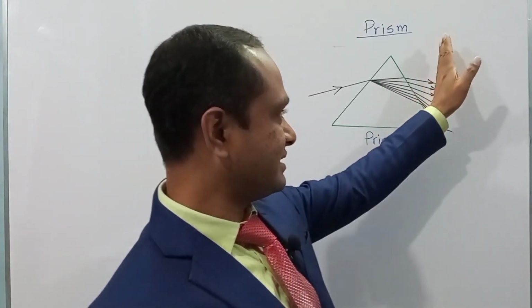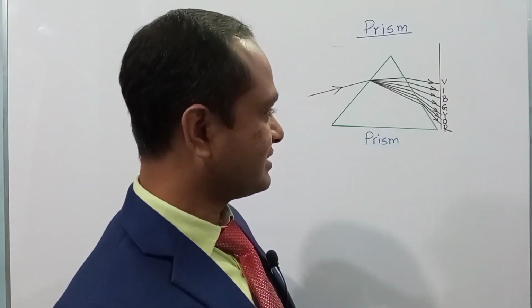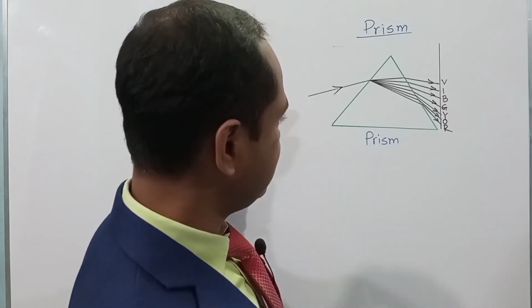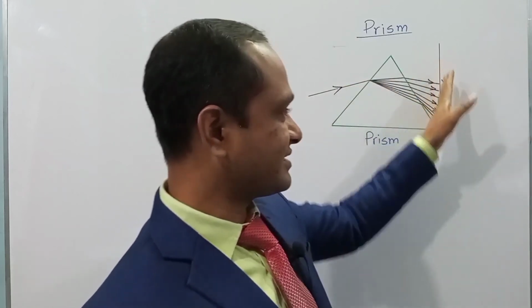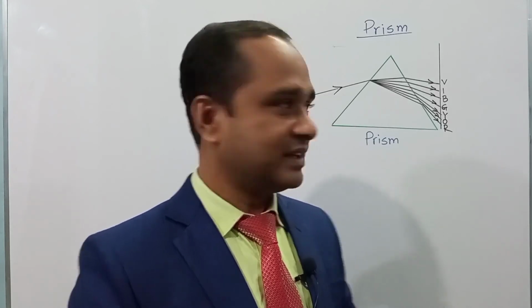So if we place a screen on the opposite side of a prism and white light is incident on the other side of the prism, then you will observe there are 7 colors. So we can say that a prism is a transparent medium which can resolve the 7 constituent colors of white light. Okay, dear student, I hope you got it.